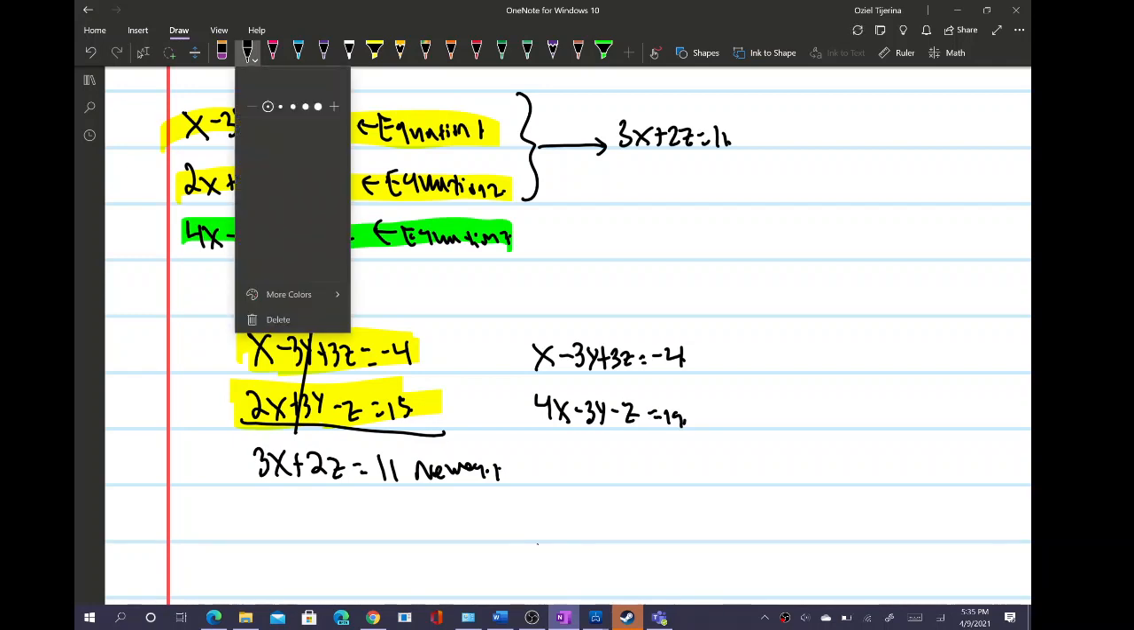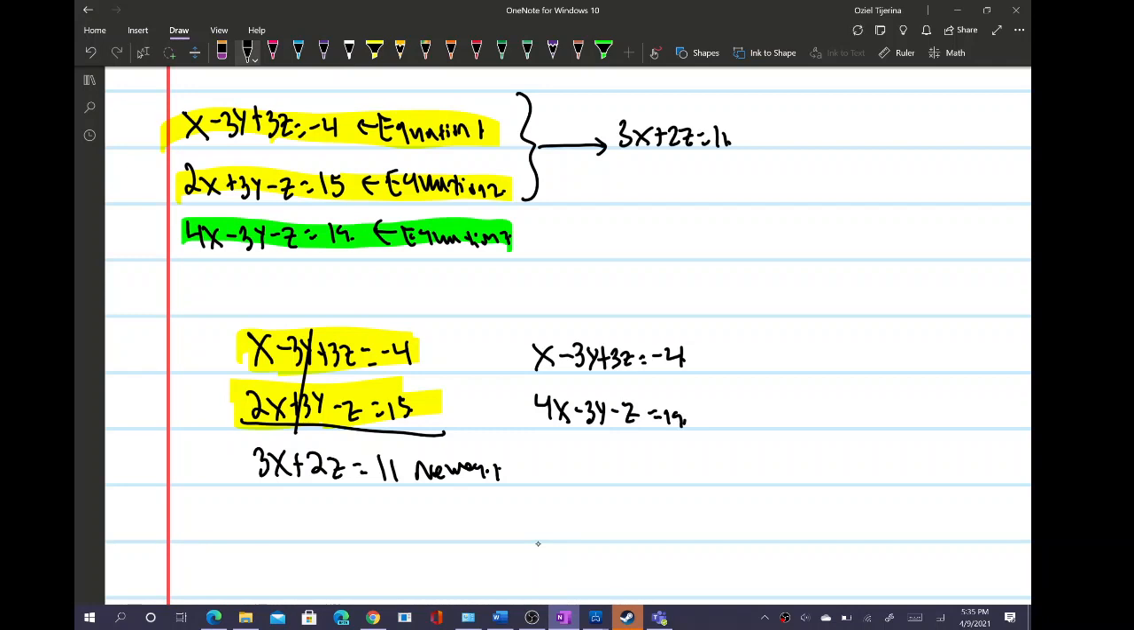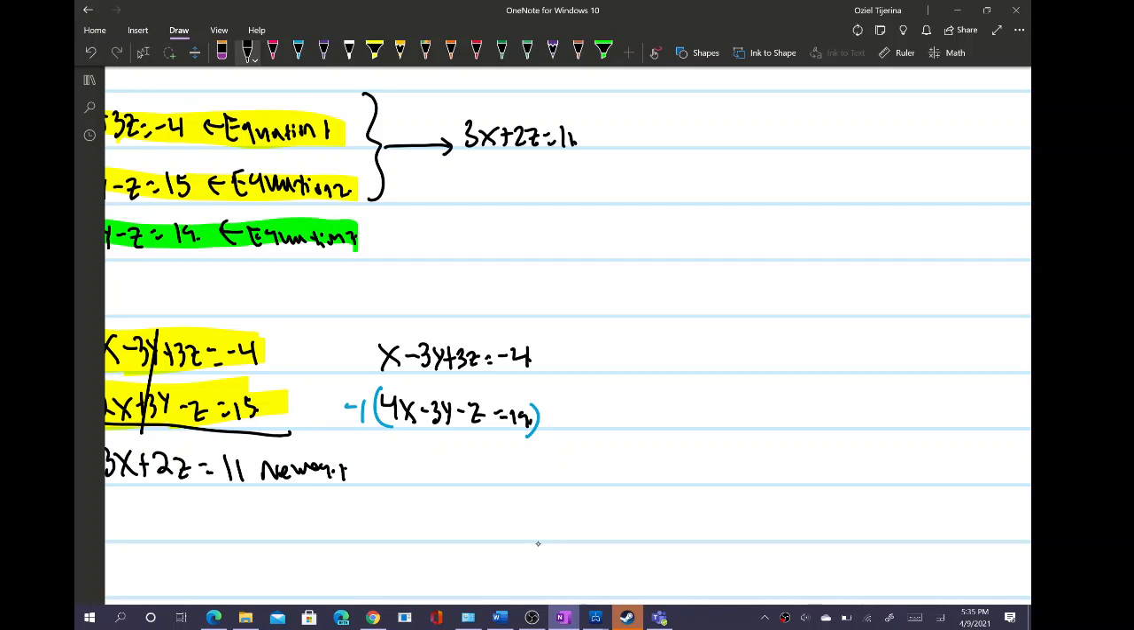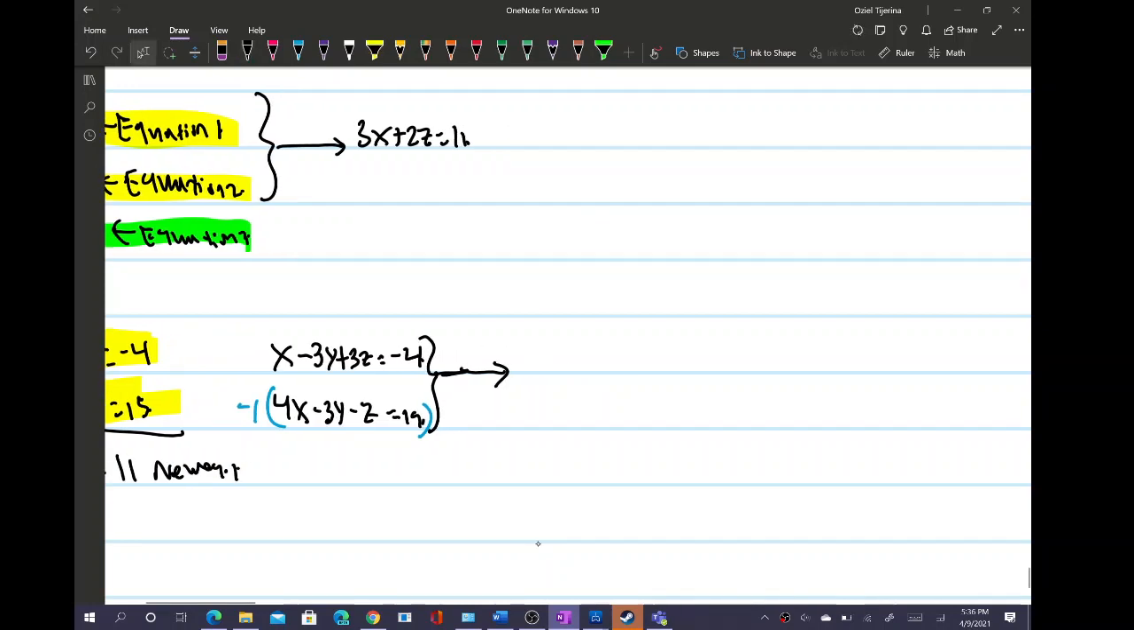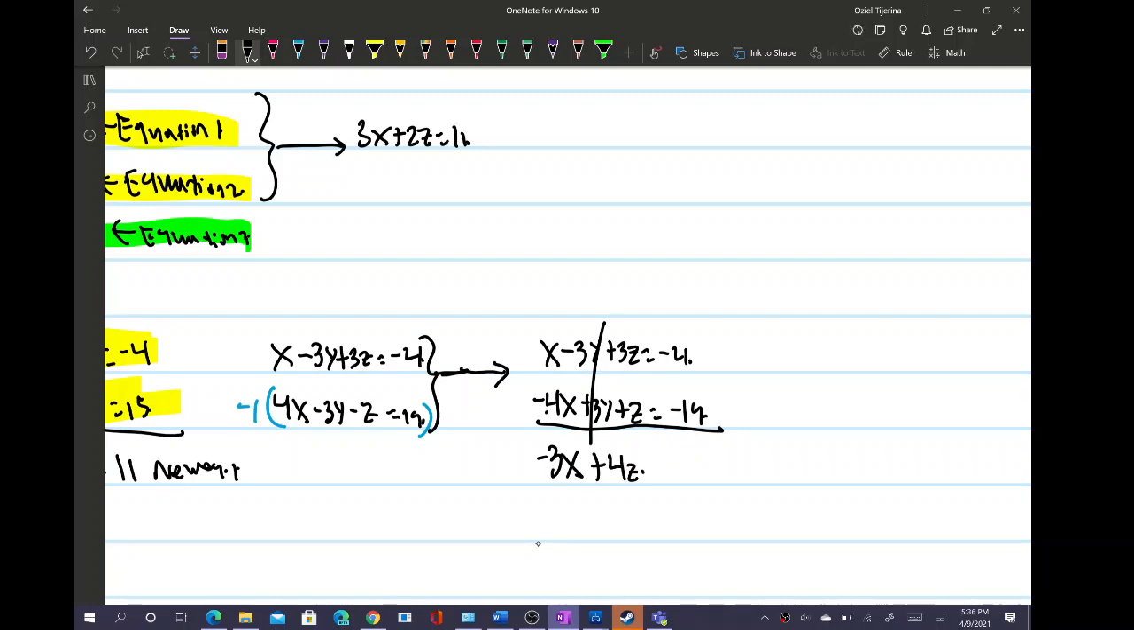Now you want to make it so that one of the variables cancels out. We're specifically canceling out y. So this would be made into x minus 3y plus 3z equals -4, and then -4x plus 3y plus z equals negative 19. Then you add these and the y's cancel out. You have x minus 4x, that's negative 3x, and 3z plus z is 4z. Negative 4 minus 19 is negative 23.